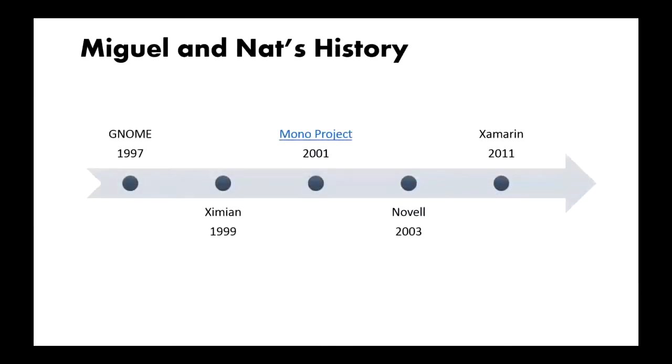ended up getting a little bit of legs, and he teamed up with another person named Nat Friedman. Nat had the designer-oriented skills and the business-oriented skills, and Miguel was just incredibly technical, incredibly sharp. They combined together and created a company called Ximian. Ximian then was bought by Novell, and Novell continued to fund that project for, I think it was 8 years.